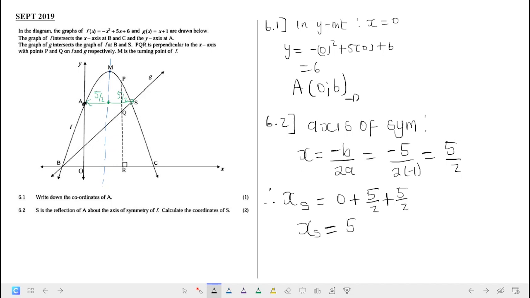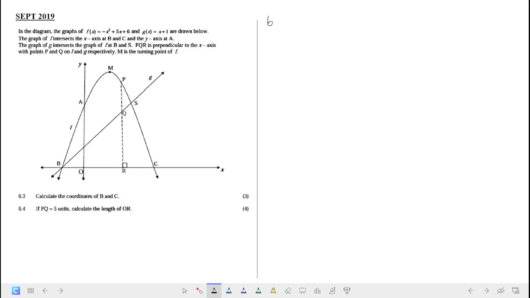Now, the y value, since it's a reflection, is going to be the same as the y value of A. So this means the y value of S is going to be 6. Now, this means that the coordinate of S is going to be (5, 6). Now, 6.3. 6.3 says calculate the coordinates of B and C.